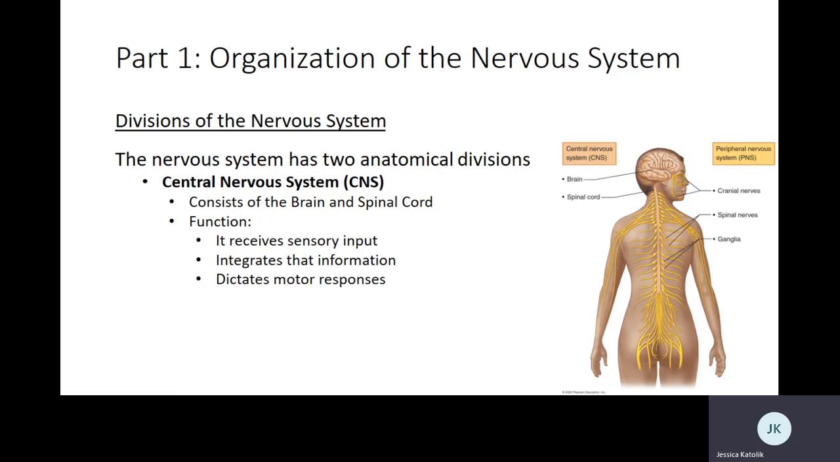Both of these structures are going to be responsible for receiving sensory input and integrating that information. And then from there, once that information is integrated, it's going to decide on what motor actions the body should take. So it's going to really understand the external and internal environment and create a holistic picture of it and determine what's the best way to respond to those environments.